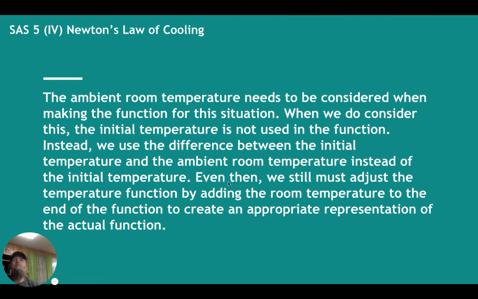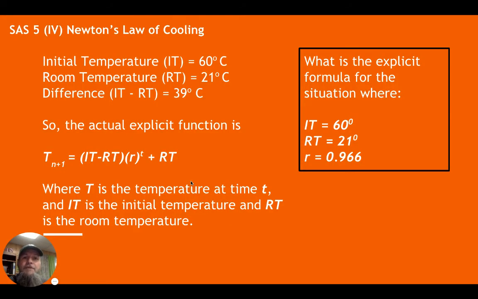Now, the ambient room temperature needs to be considered when making the function of this situation. When we do consider this, the initial temperature is not used in the function. Instead, we'll use the difference between the initial temperature and the ambient room temperature instead of the initial temperature. Even then, we still must adjust the temperature function by adding the room temperature to the end of the function to create an appropriate representation of the actual function. And you'll see what that looks like here. If the initial temperature is 60 degrees and room temperature is 21 degrees, the difference is 39 degrees.